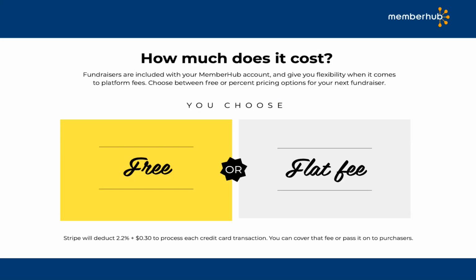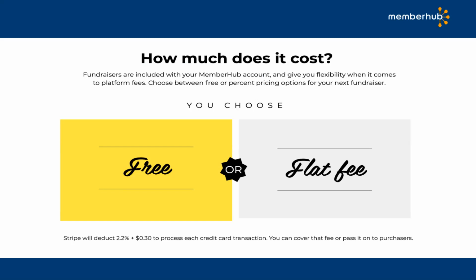So the next part about fundraisers, everybody wants to know, how much does it cost to use MemberHub for fundraisers? Fundraisers are included with your MemberHub account, and we give you the flexibility when it comes to platform fees. You can choose between a free platform fee, a percent pricing option, or a flat fee. The free option means that you pay MemberHub nothing for the platform fee, and you would only pay for the Stripe processing fees. The way that MemberHub makes their money on this is that you are agreeing to ask the donors, as they're on your site, if they would like to leave a tip for MemberHub to help offset the cost. It helps your PTA by getting the free option, and it helps pay MemberHub for the platform.